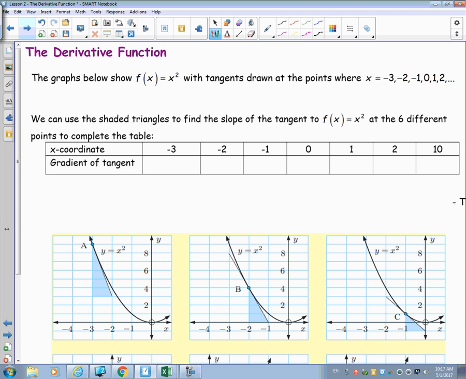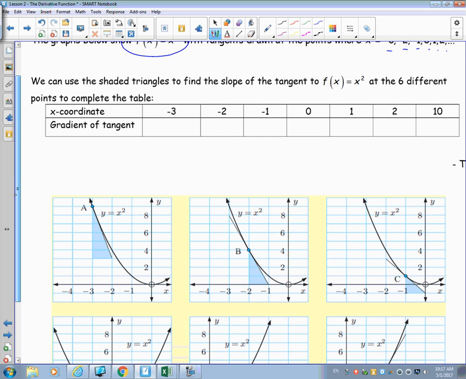So let's take a look at how we can do this. So I have a graph here, a bunch of graphs actually, and all the graphs of a parabola, a really standard parabola. And the tangents have been drawn in for us at a variety of points, at -3, -2, -1, 0, 1, and 2. And I want to use the triangles in the diagrams to figure out the slopes. In other words, the IROC, the instantaneous rate of change at each of those points.